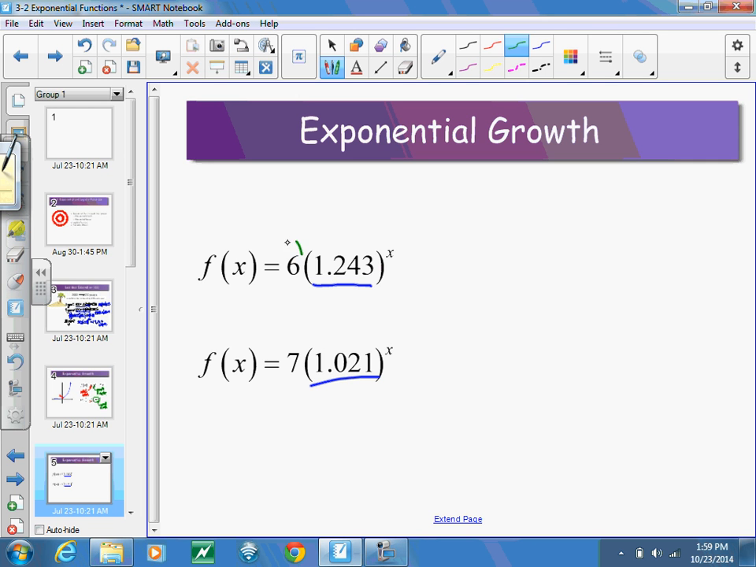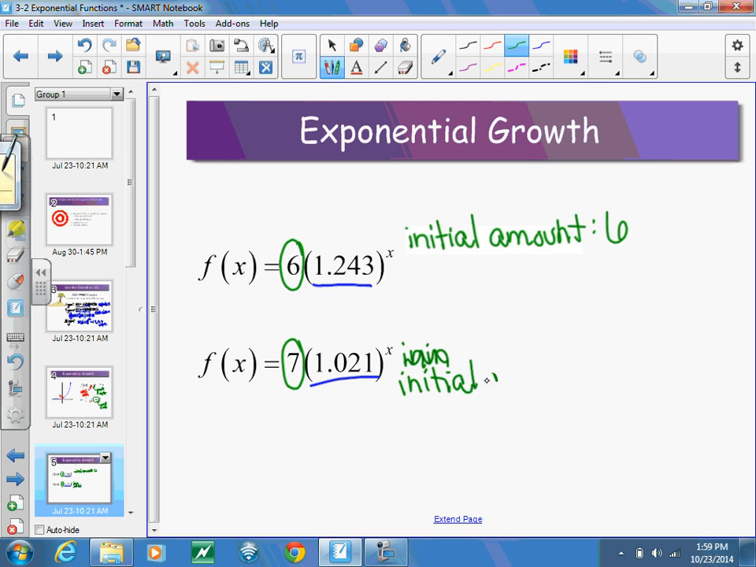Now from this, I can tell a couple of pieces of information. First of all is looking at that value of a. What that's doing here is it's telling me what the initial amount is, what the initial population is, what the initial dollar amount is going to be in a bank account, what the initial amount maybe is for a credit card payment of something that's going to be due later on. So when we're talking about the initial amount, I'm looking at my initial amount being 6 for the first function here. And then for the second one, we would say that that's going to be 7.